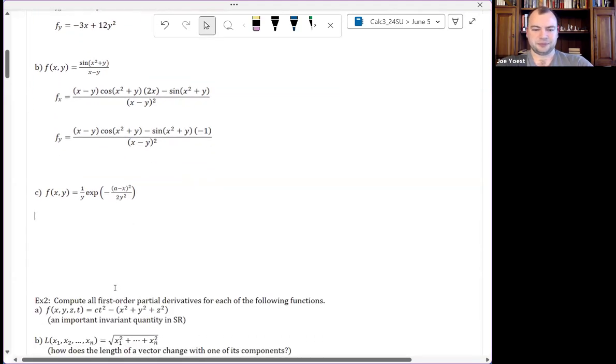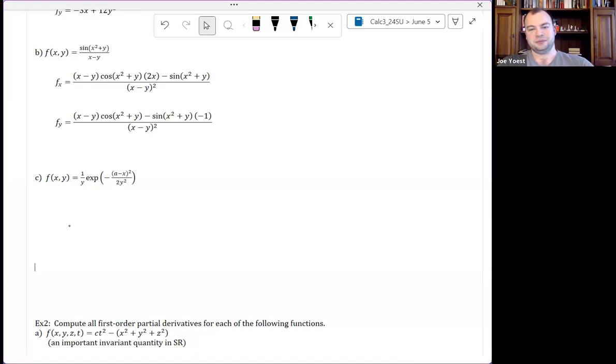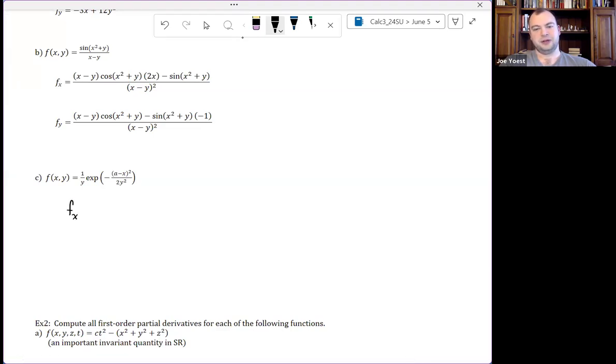Okay, let's look at function C here. This is also a little bit of a review of some Calc 1 concepts, derivatives, and so on. And just a reminder of what we talked about last time. So again, I want my partials, partial with respect to x and with respect to y. So let's start with df dx.